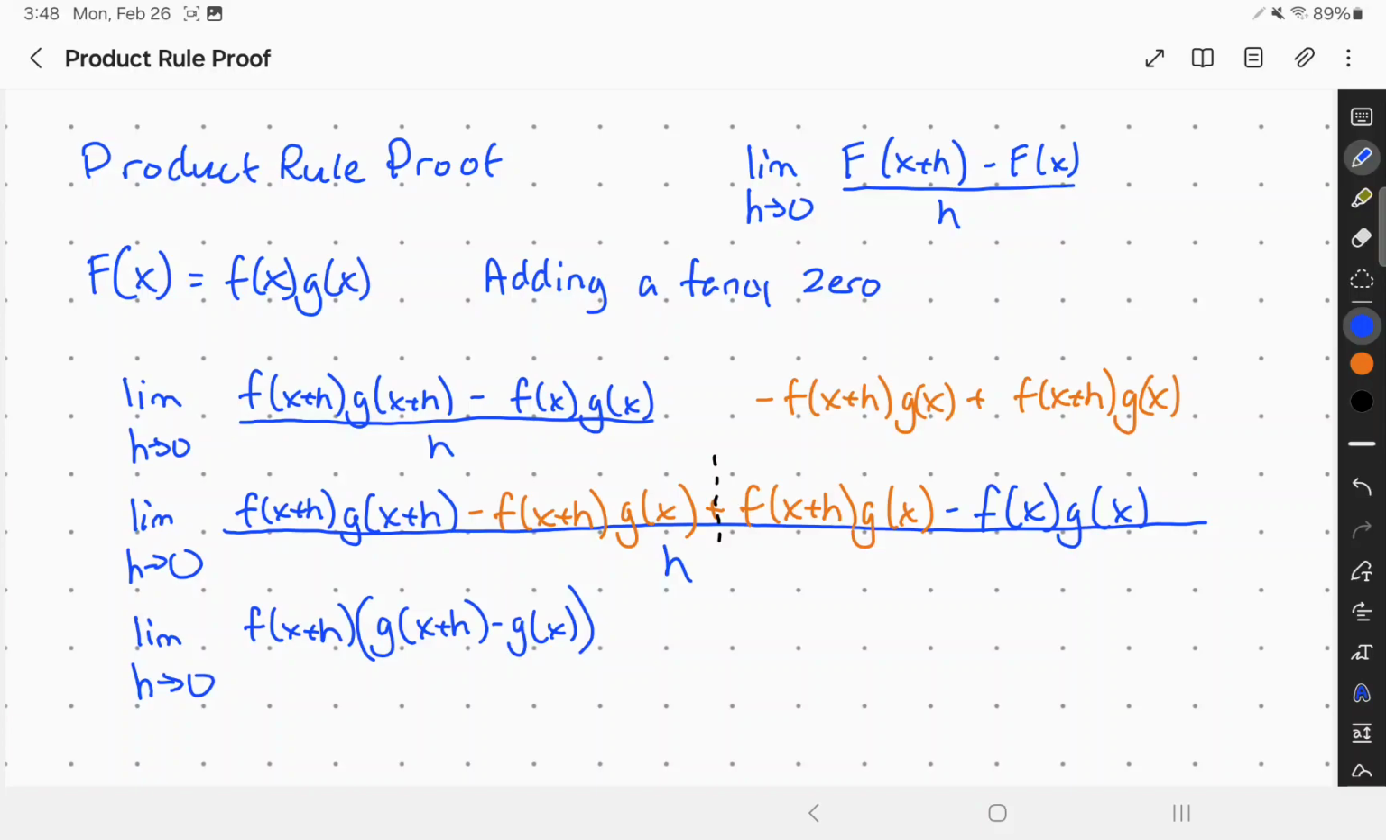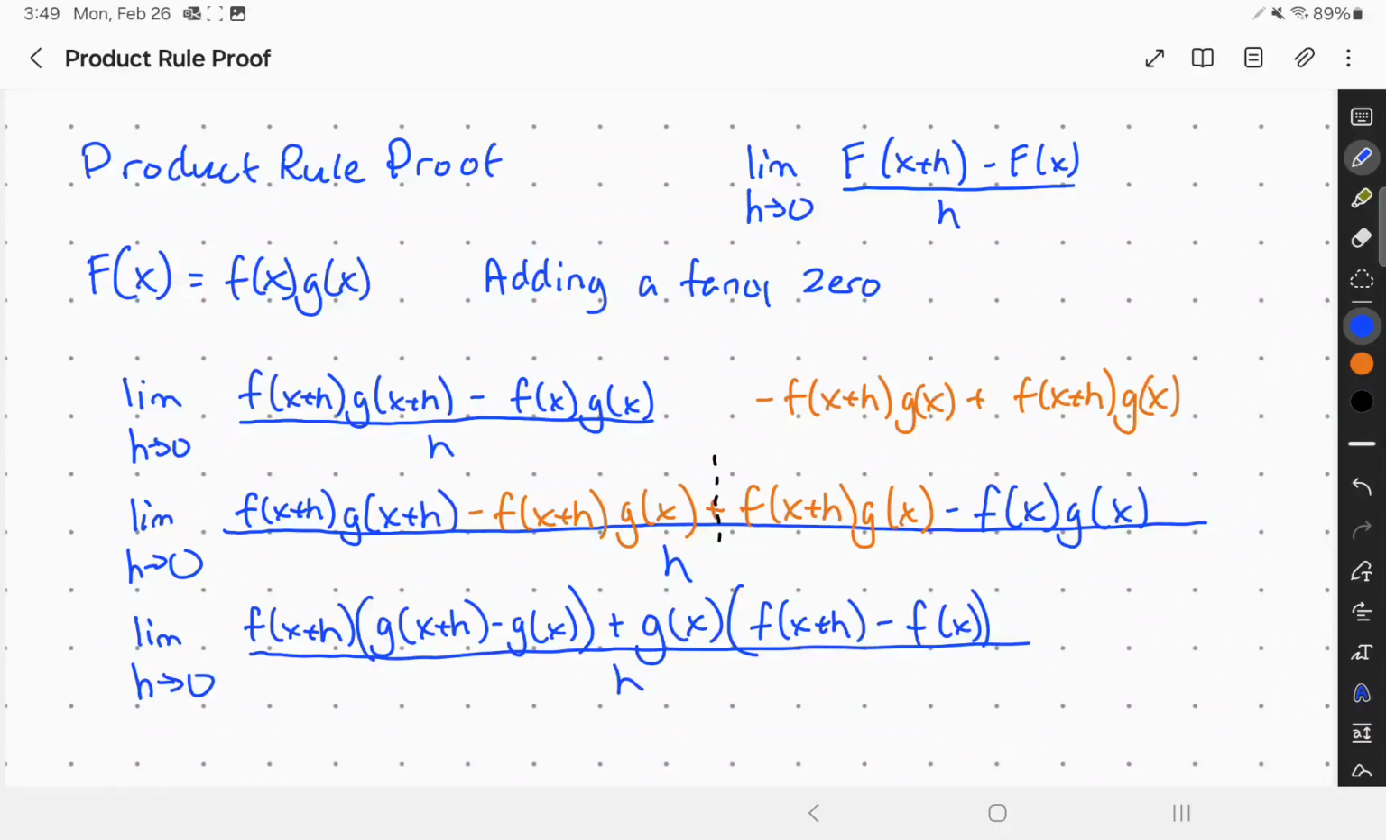And now when we get to the right-hand side, the thing that's in common is I have a g of x. So I'm going to do a plus g of x. And what's left, if I common factor out, is f of x plus h minus f of x. And this is all over h.